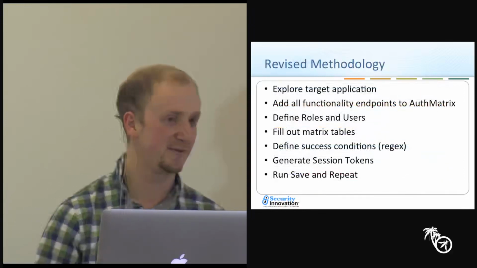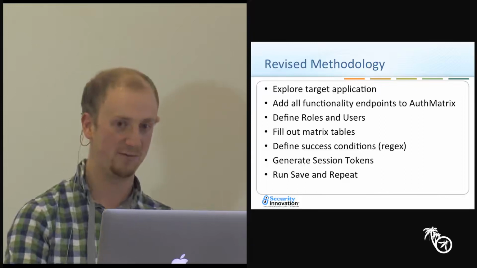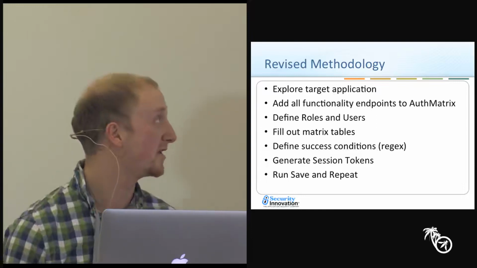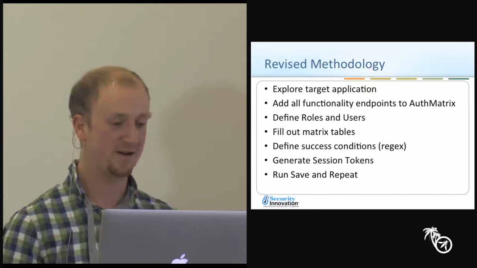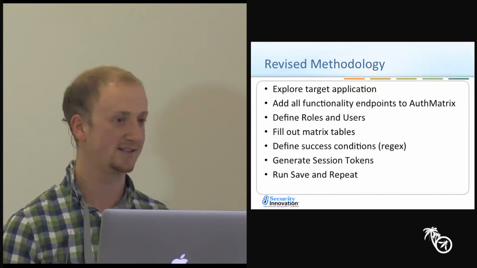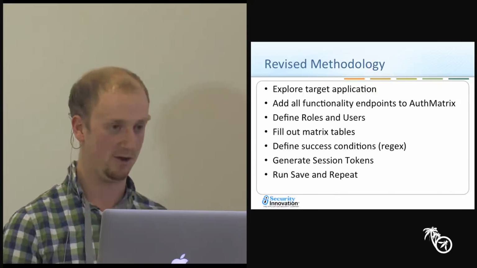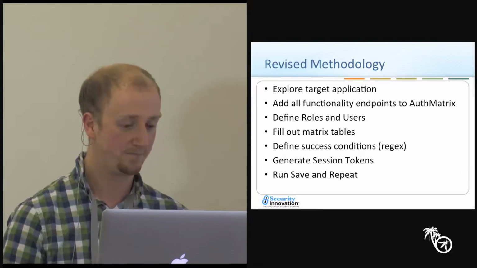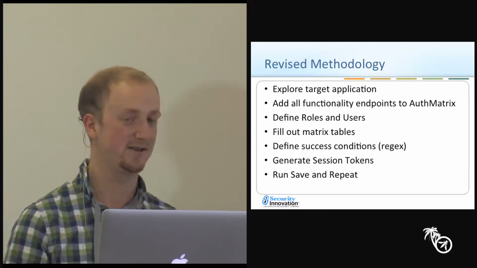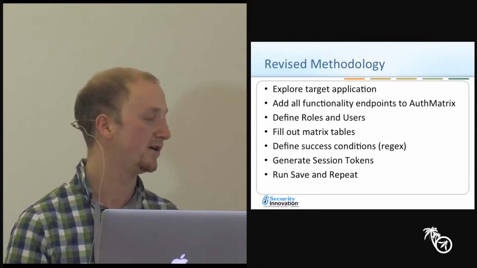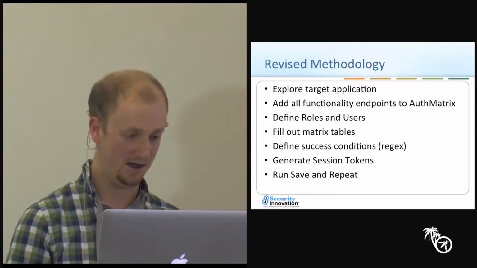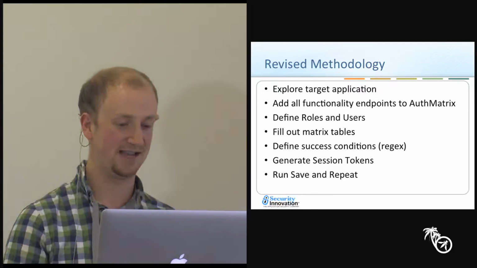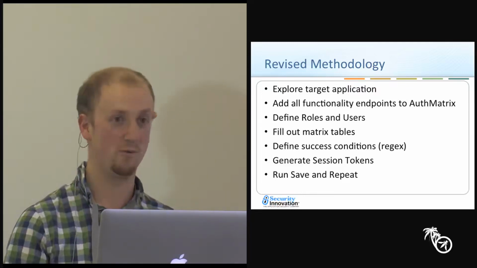So now let's take that and revise our methodology that had that awful manual for loop with so much room for human error, and let's take a look at how we do it now. Still starts out the same. We explore the target application. We add all the functionality endpoints to AuthMatrix. We go through that target list, and after enumerating the entire page, add each one. We define all the roles and users of the system that we need, fill out those tables. And then we define the success conditions so that the tool can automatically figure out whether it succeeded or it did not. After that, we just generate the session tokens one time, plug them all in, run, and then save and repeat. Way easier, way nicer.